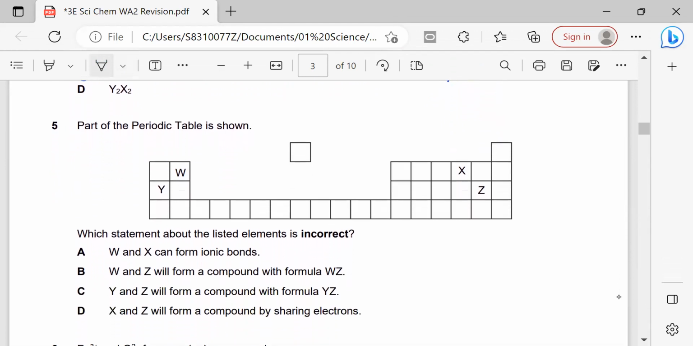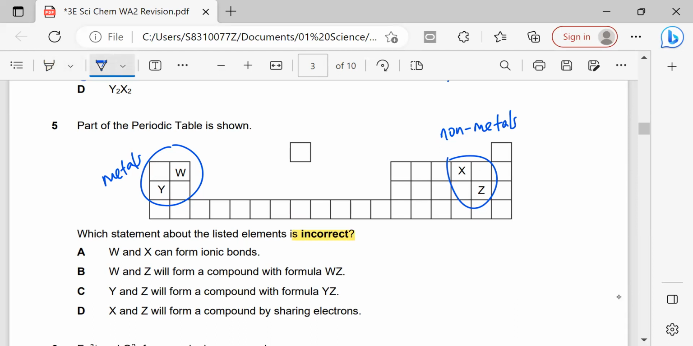Now, question number 5 shows part of the periodic table. First of all, always identify the metals that are on the left-hand side and the non-metals on the right-hand side. Once you have this idea here, you can look at the 4 statements to find out which of the statements is the incorrect statement. Let's go through them one by one.